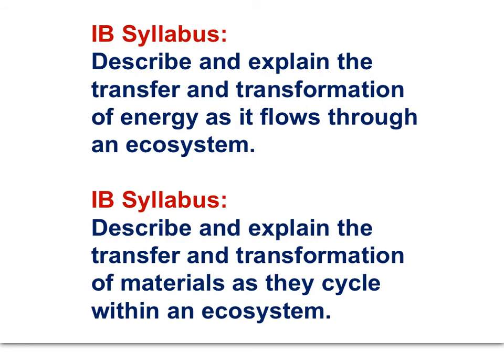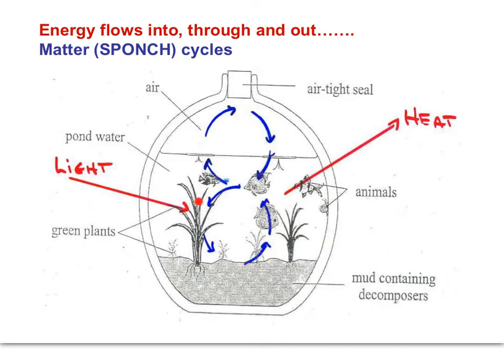So that brings us to these two IB syllabus statements. Describe and explain the transfer and transformation of energy as it flows through an ecosystem. Describe and explain the transfer and transformation of materials as they cycle within an ecosystem. So light enters an ecosystem. It's transformed to chemical energy by the photosynthetic producers. And then the chemical energy is transferred from one trophic level to the next, producer to consumer, consumer to consumer. And at each trophic level, some of the energy is transformed to heat due to the second law of thermodynamics, and heat leaves the ecosystem.